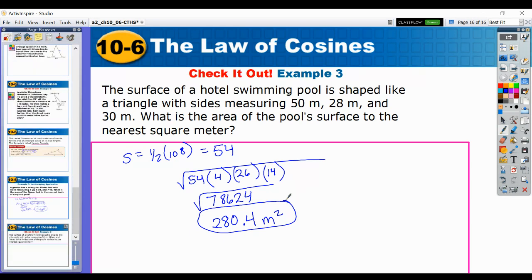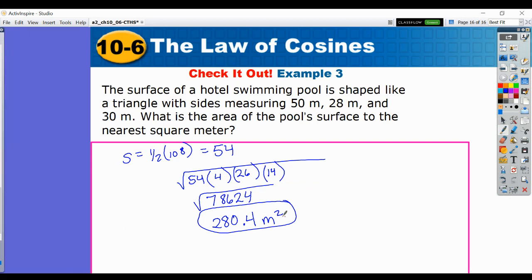Now that concludes our lesson of the law of cosines 10.6. We'll have another worksheet afterwards to kind of practice law of cosines and law of sines together. Let me know if you have questions.